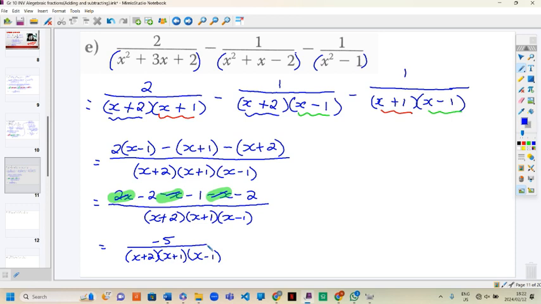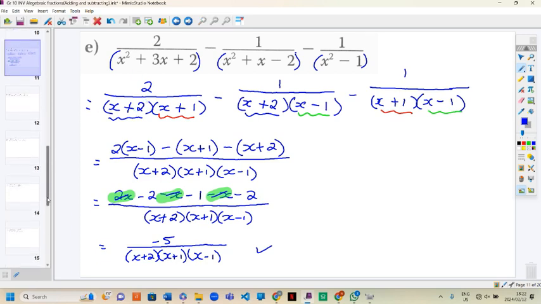Now I think I'm at the end. What must I always check for at the end? I need to check if there's anything I can still factorize in the numerator. Is there a difference of two squares or a sum and difference of cubes? Any common factor? No, it's just a -5. So I'm going to leave it there. There's my answer. Fantastic.